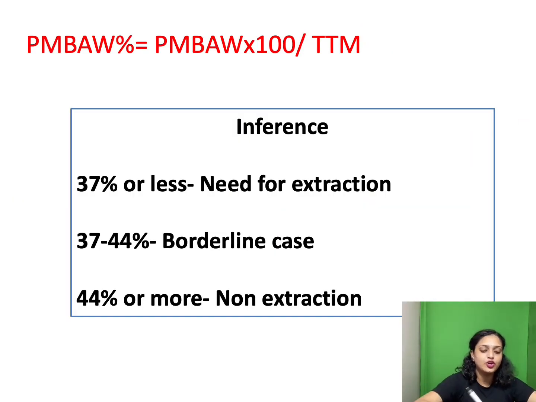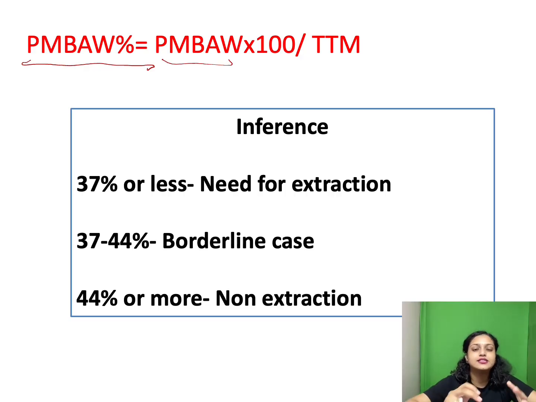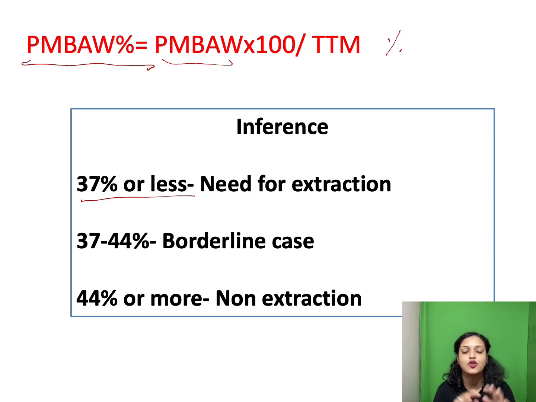Then you calculate the premolar basal arch width percentage, which is the premolar basal arch width into 100 divided by the total tooth material. You need not remember all these formulas much, but you need to remember the inference and what value is measured and why. So the inference: if you get the percentage to be 37% or less, then it means that the premolar basal arch width is already wide, you cannot expand anymore, so you need to extract teeth to create space.